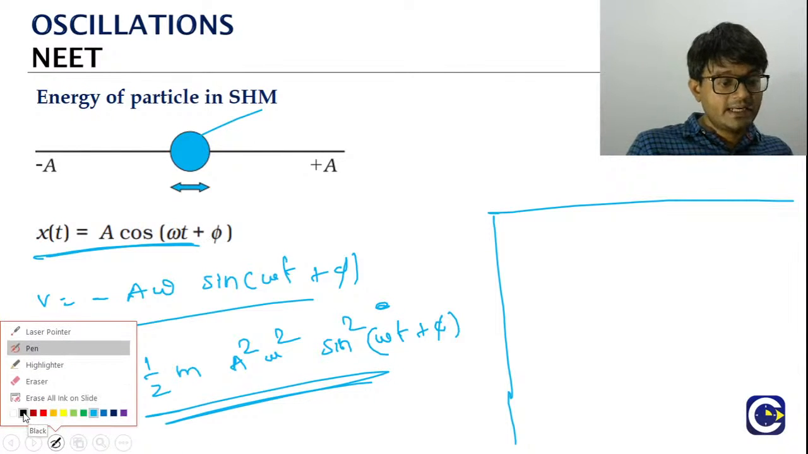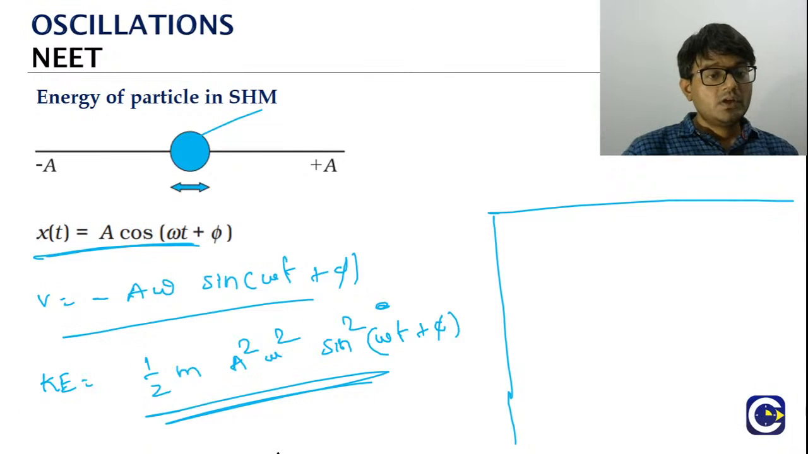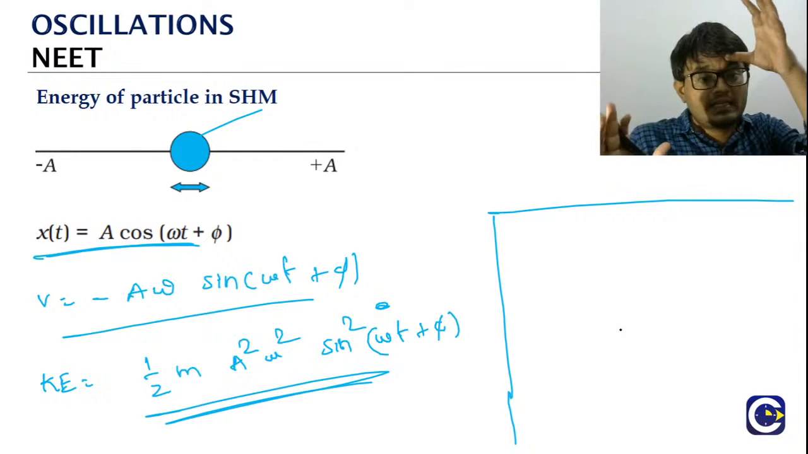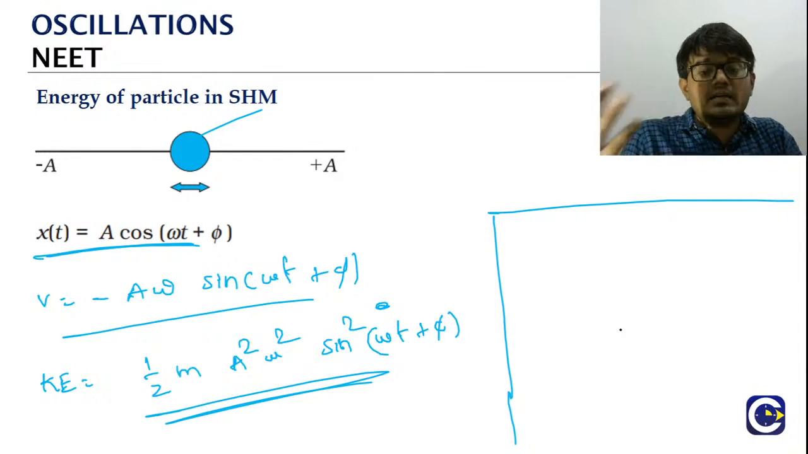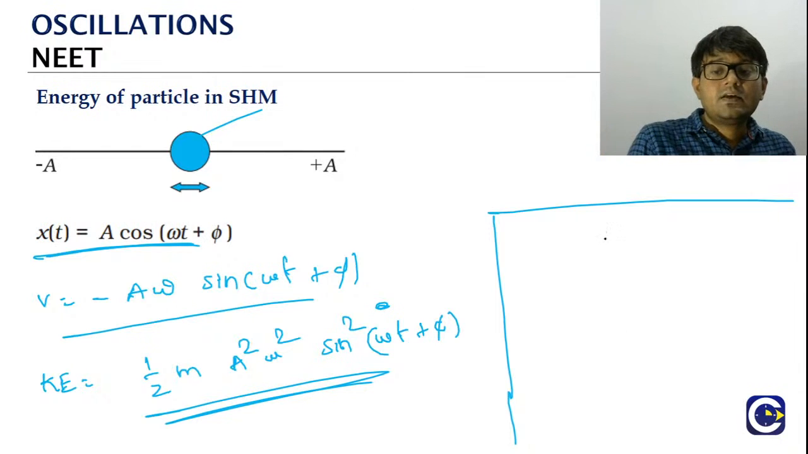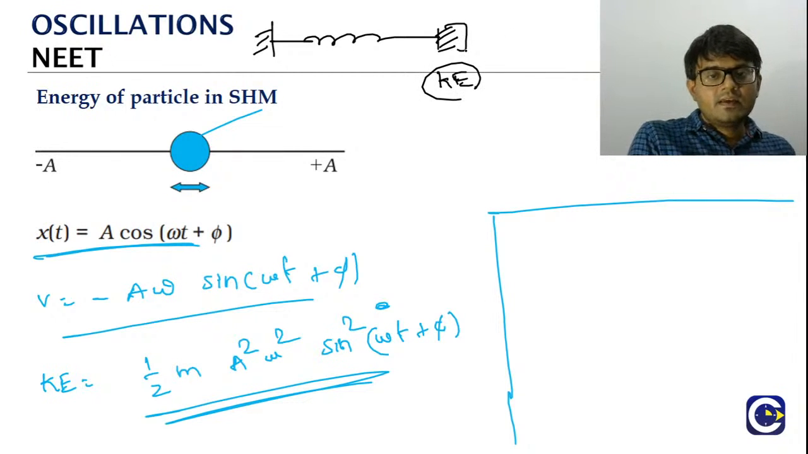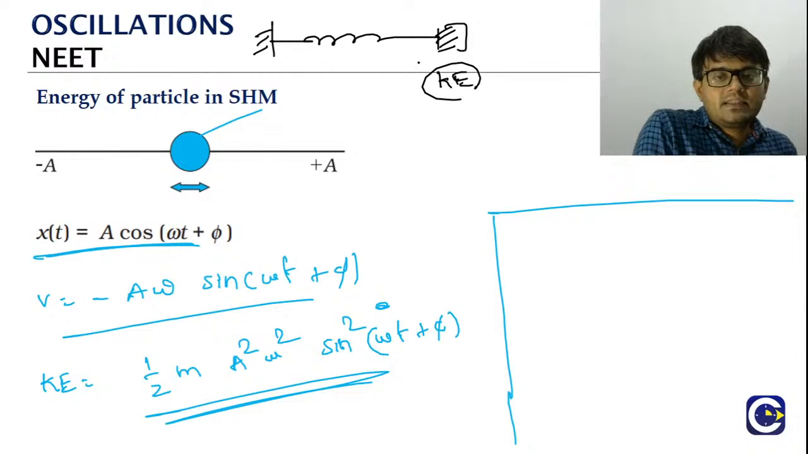The kinetic energy will keep on changing. So what is happening to kinetic energy? Because we have taken the assumption that there is no dissipation. But why is the kinetic energy varying? Because when you look at a particle in SHM, say we take a spring attached to a mass like this, the kinetic energy of the particle will be varying, but the energy will not go anywhere. What happens?